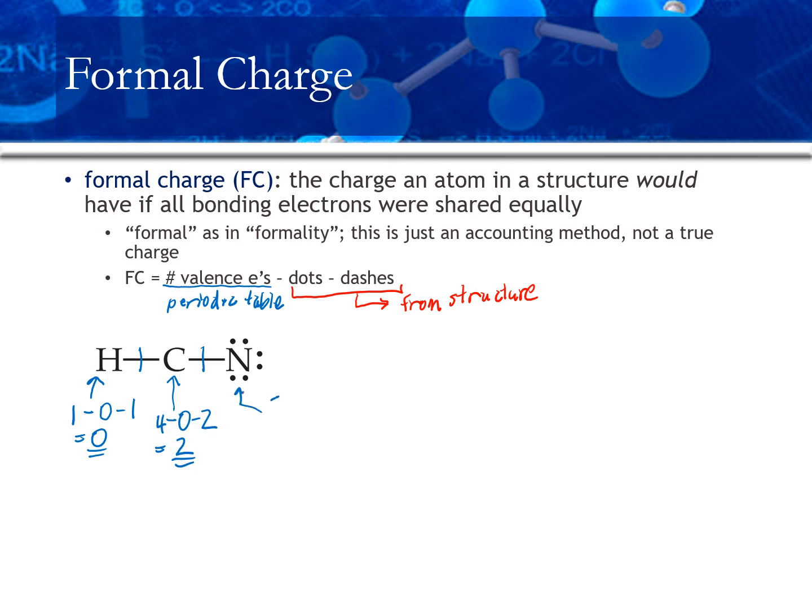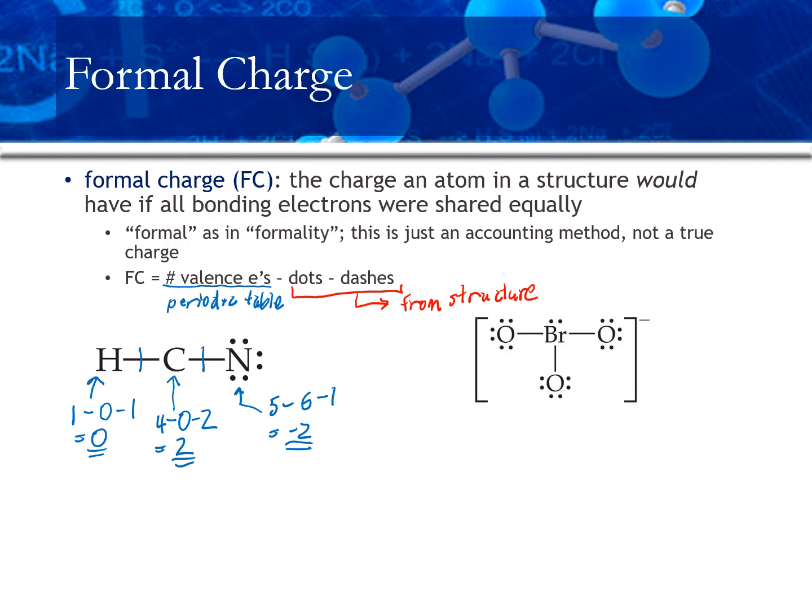Nitrogen is in group 5 on the periodic table. It has 1, 2, 3, 4, 5, 6 dots in this structure and 1 dash. 5 minus 6 minus 1 is minus 2. There's the formal charge on the nitrogen in this structure. Notice this is a formal charge in a given structure. Nitrogen may very well have different formal charges in different structures.